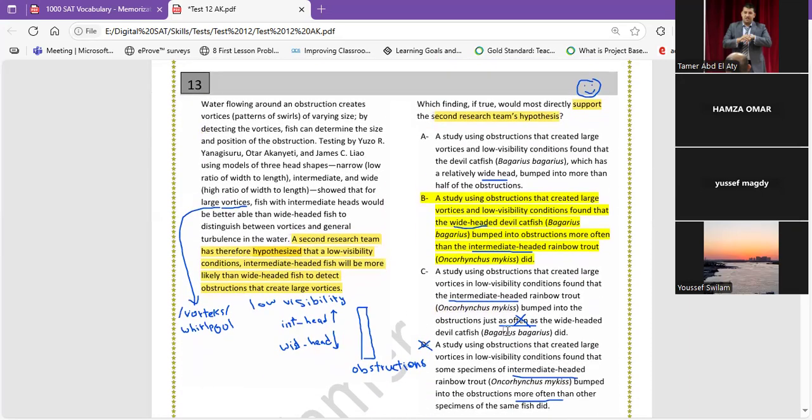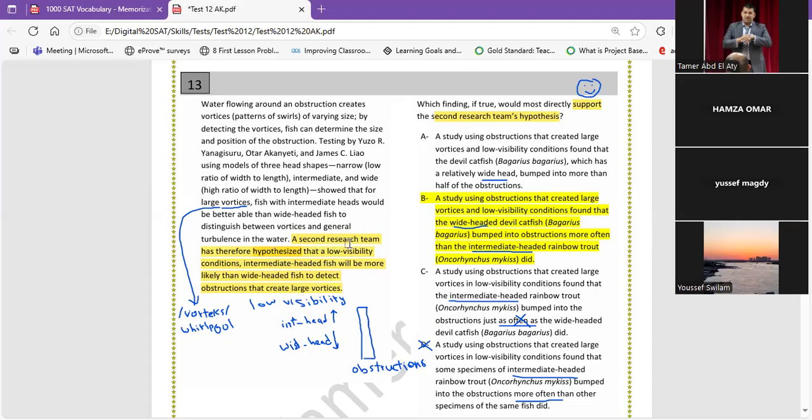Scientific. Still in domain 1. Skill 1. I want to support the second research team hypothesis. We find the word hypothesis, or hypothesize, I'm sorry. The verb hypothesize, it's here. So let's support this part.